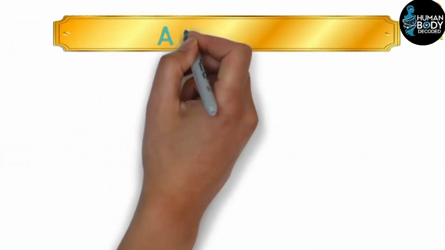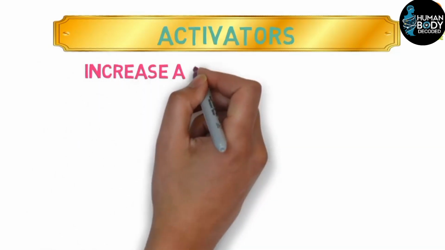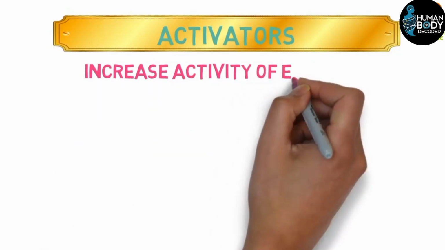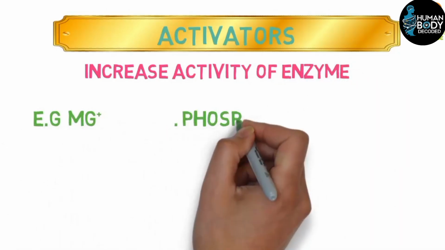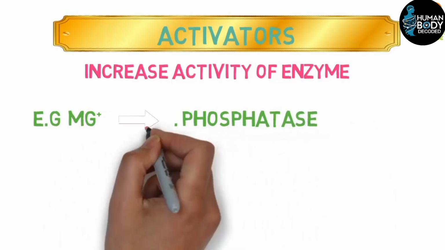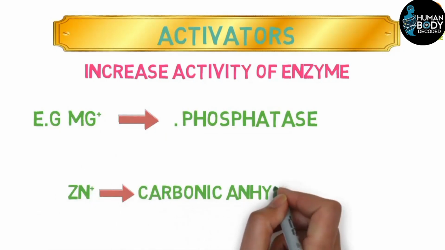Now let's talk about activators. Activators are substances that increase enzyme activity, and each enzyme has its own activator. For example, magnesium is an activator for the phosphatase enzyme, and zinc is an activator for the carbonic anhydrase enzyme.